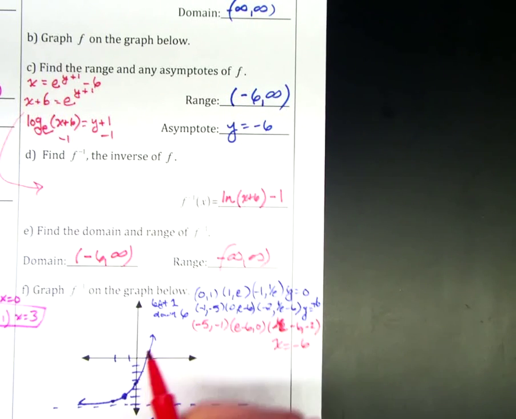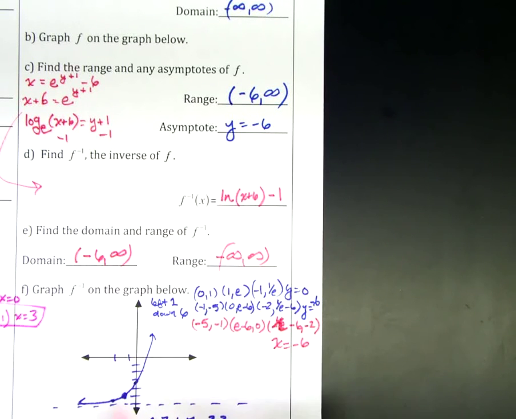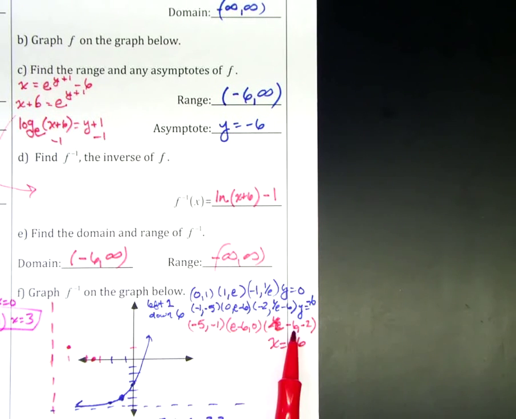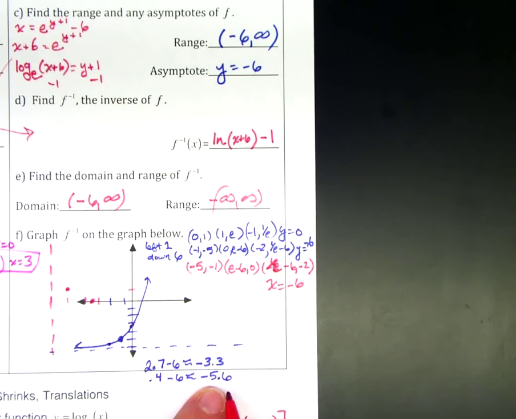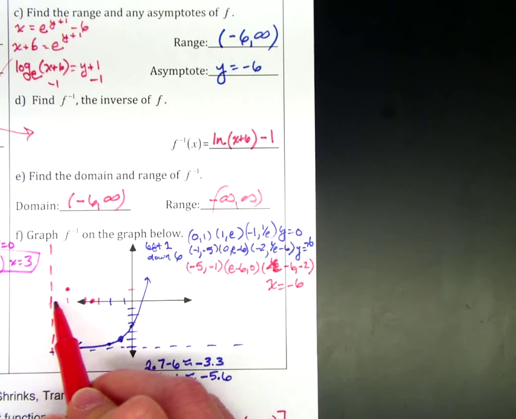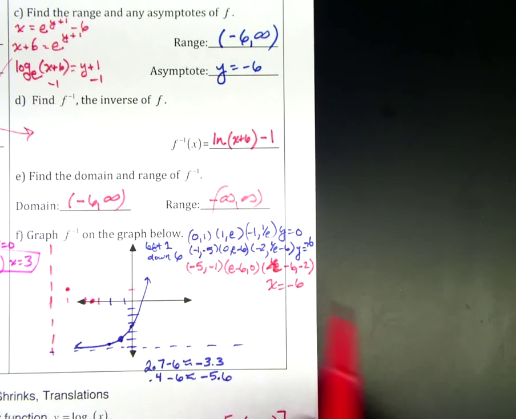So we would have 1, 2, I should not have drawn this so far apart, 1, 2, 3, 4, 5, 6. And then we have (-5, 1)... e minus 6 was -3.3, 1, 2, 3.3. And then 1 over e minus 6 was -5.6. So (-5.6, -2). Wait a second.